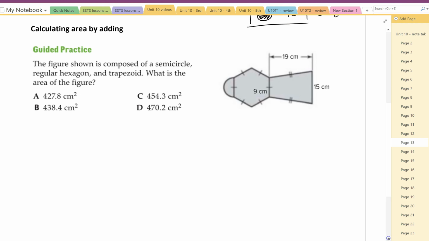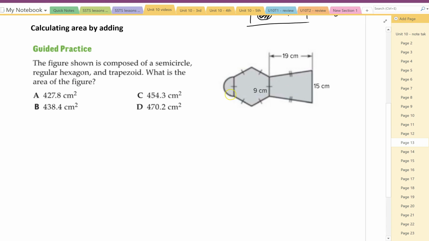Okay, so here's an example. I have this composite figure here. I can see that I have half of a circle, a regular hexagon, and a trapezoid. The way to do this is to do each shape separately, and at the end we'll add them together. So the first thing I'm going to do is the semicircle.